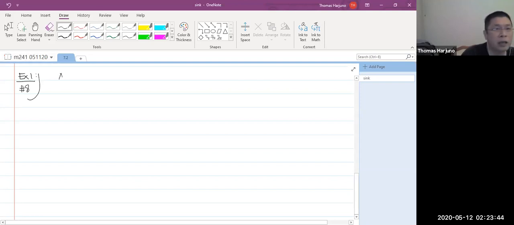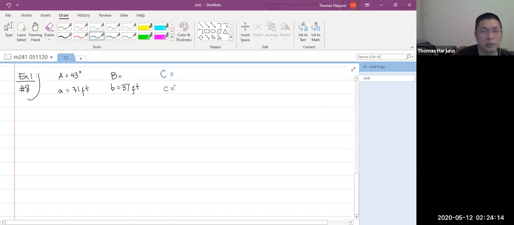Angle A is 43 degrees. Side a is 31 feet. Side b is 37 feet. Find angle B. That's what we'll do first. After that, we will look for angle C and side c. But this is what we want to do first. Okay, now let's see the solution.